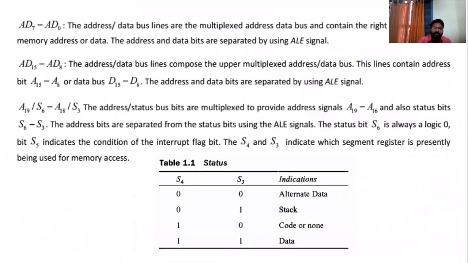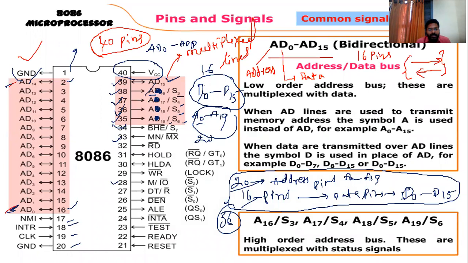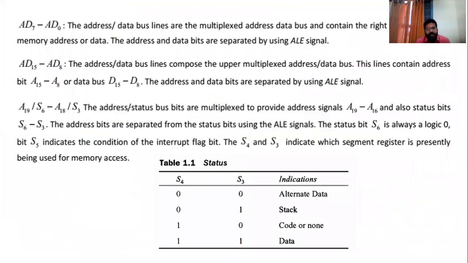What about the remaining lines? Nothing but A16/S3, A17/S4, A18/S5, A19/S6. The remaining four pins, A16 to A19, are used again for the address, because our address lines are A0 to A19. So these four also make up the 20 bits.